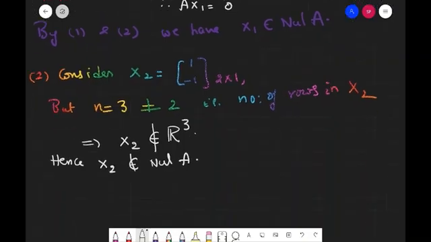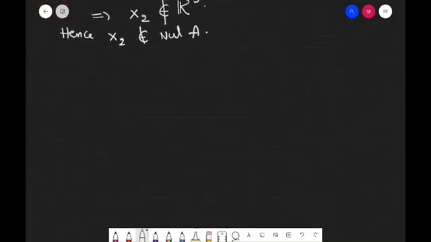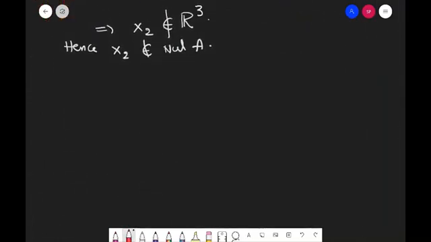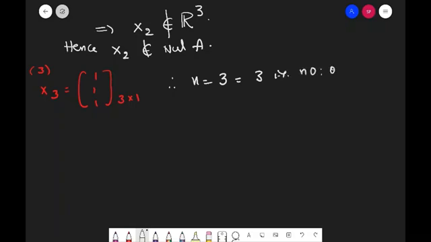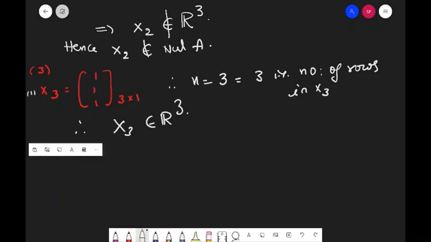Now let us look at x3. This is the third one. x3 is equal to (1, 1, 1). What is its order? It is 3 rows and 1 column. So n is equal to 3, which is equal to the number of rows in x3. Therefore, x3 belongs to R3. The first condition is satisfied.